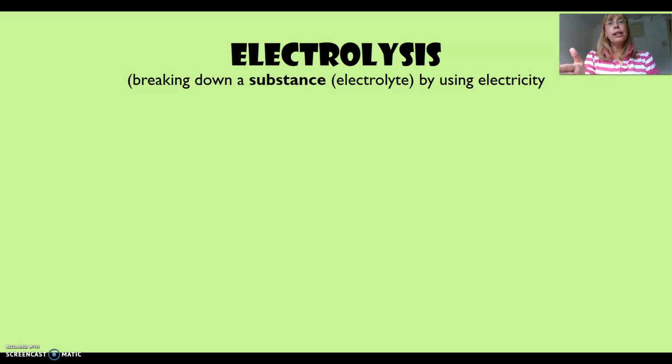So to start off with, what does electrolysis mean? If you break down the word into electro and lysis, lysis means to split. So electrolysis is the splitting or breaking down of a substance, which we call the electrolyte, by using electricity. Now it's important to remember that that substance needs to either be molten or dissolved in water.